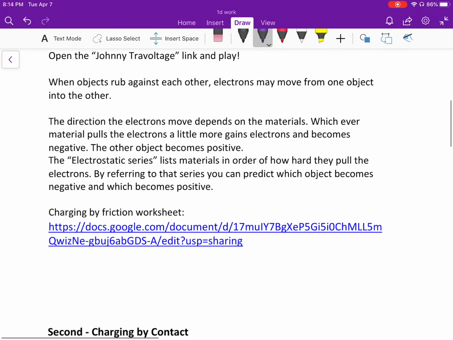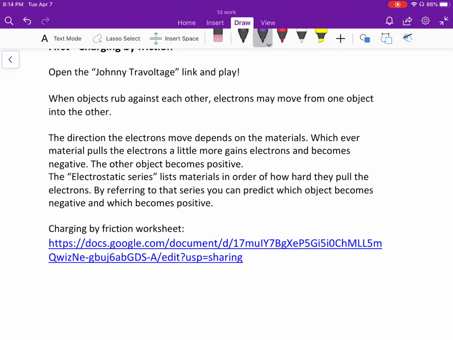I've attached a worksheet here with answers. I would like you to take some time, try those questions, make sure they make sense.